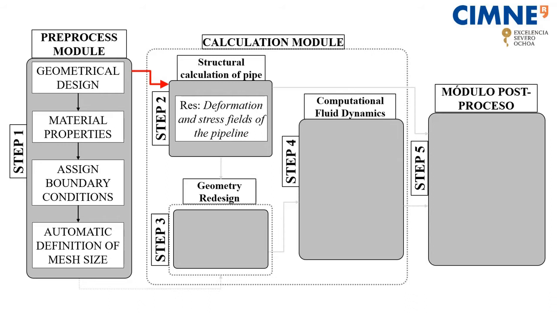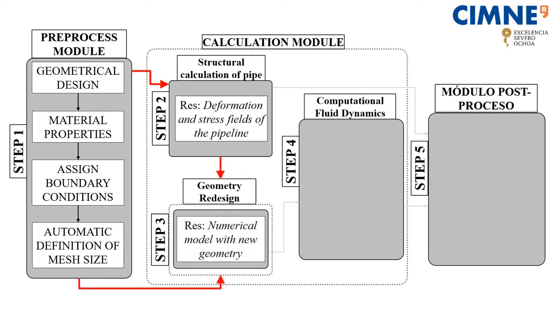In the first one, a structural calculation of the pipe is carried out, obtaining as main results the displacement, deformation, and stresses fields. Linking the original geometry with the deformation field obtained with the structural calculation, a redesign of the geometry is carried out to build the new calculation domain for the next step.